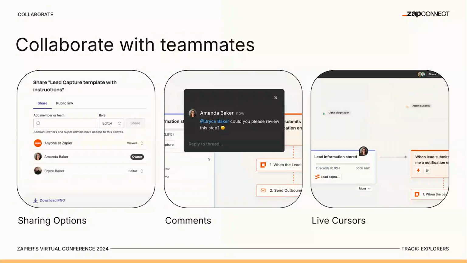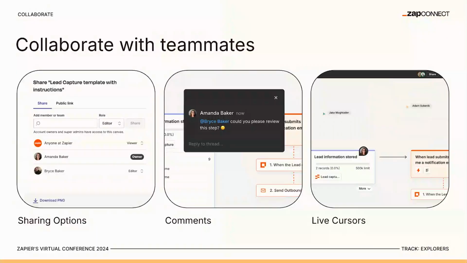One of the main use cases we've seen with Canvas is for better collaboration with teammates and clients. So I'll talk you through our core collaboration features: sharing, commenting, and live cursors. To start off, there are several ways that you can share a Canvas. If you're on a multi-user Zapier plan, you can invite specific members or teams to share with. You can select either editor, for those you want to be able to make changes to your Canvas, or viewer, for those you want to just see your live Canvas.